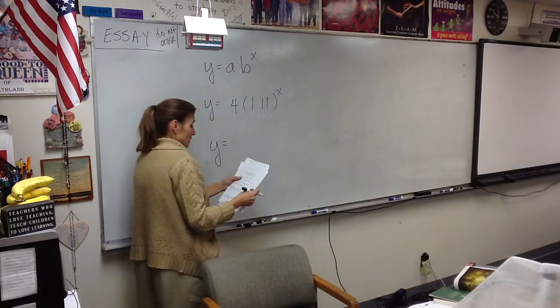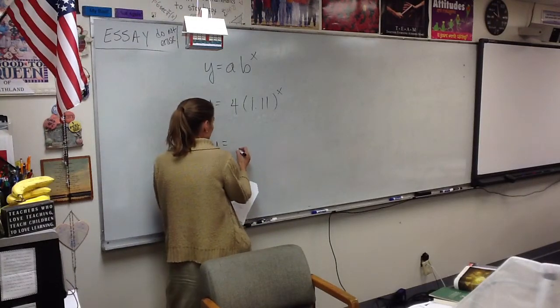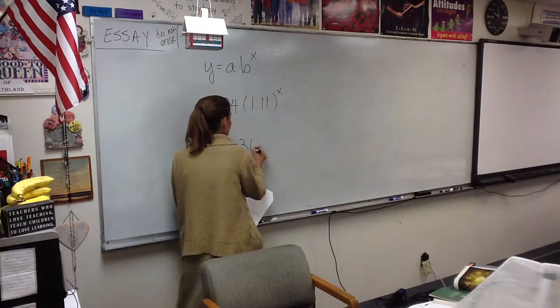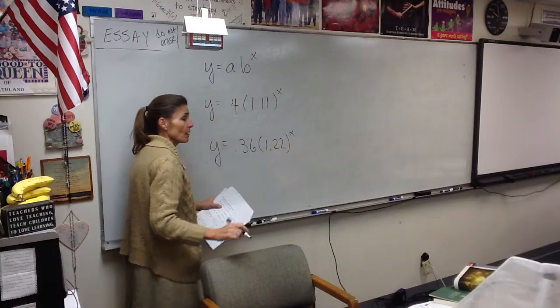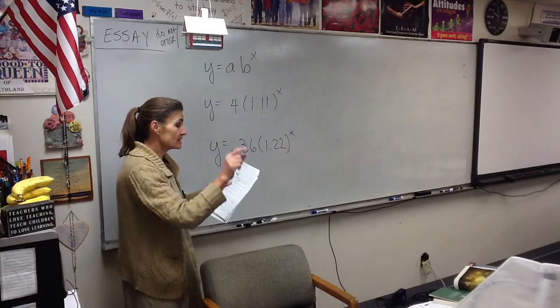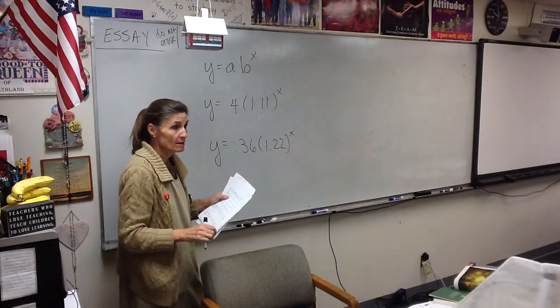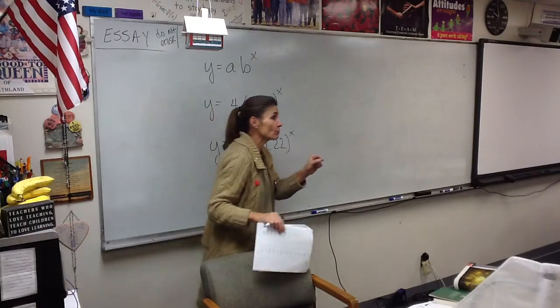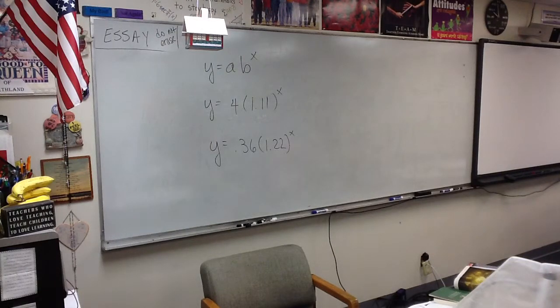Okay. What do you think the next one's going to look like? 0.36 times 1.22. That's exactly right. Now, why is it 1.22? Because it's increasing, that's a growth, 22% a day. Remember, your percent increase or your percent growth is how much more than 1 you are. So you're 22% more than 1, 1.22.